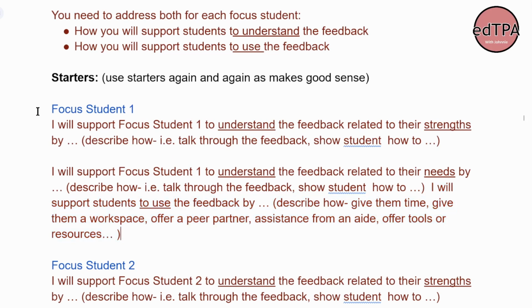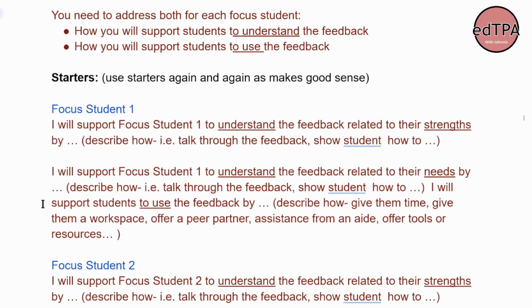So in this case, for focus student 1, understanding the feedback related to their strengths, that may not need to have a use, support their use for that one, but with their needs, the feedback that you give for their needs, you need to talk about how you're going to support them to use that feedback. Okay? And I've given examples here. So some of the needs might be like talk through the feedback. So if you're going to support them to understand, talk through the feedback with them, show them how to do something that's supporting them to understand the feedback.